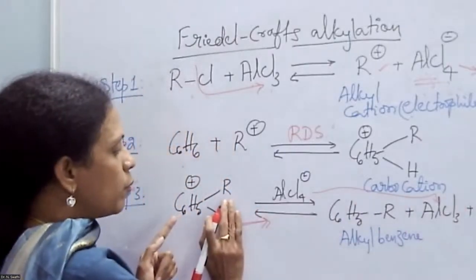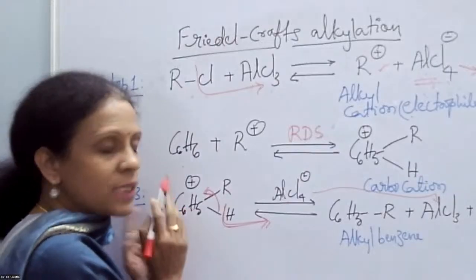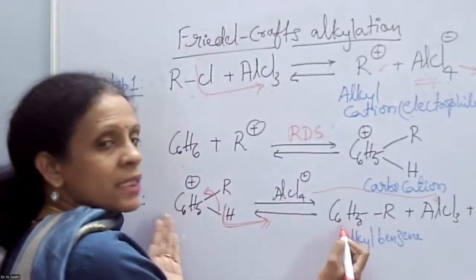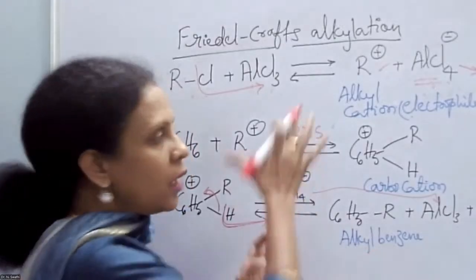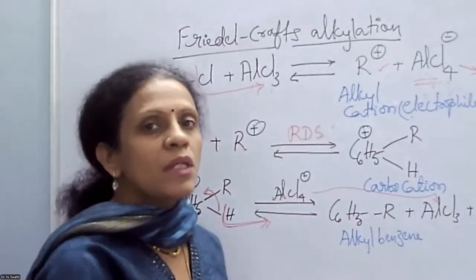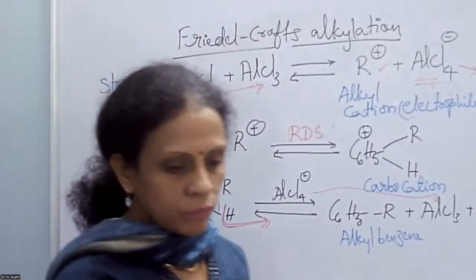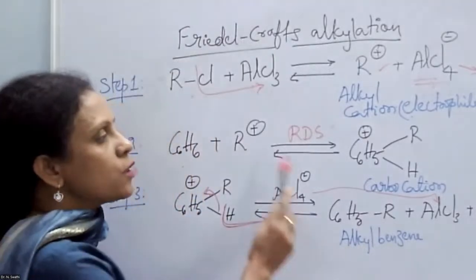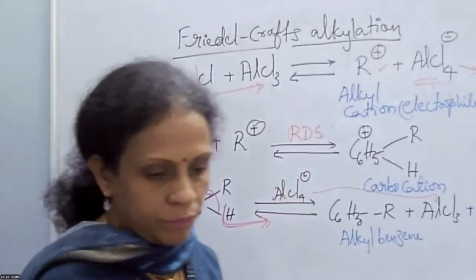Okay. Now if you remove this proton, the bonded pair will be supplied to the benzene ring system to remove the positive charge. And that is how we get C6H5R, which is nothing but alkyl benzene, as the product. So all these three steps are similar to that of the halogenation or the nitration of benzene. In this reaction also, formation of the carbocation is the rate determining step.